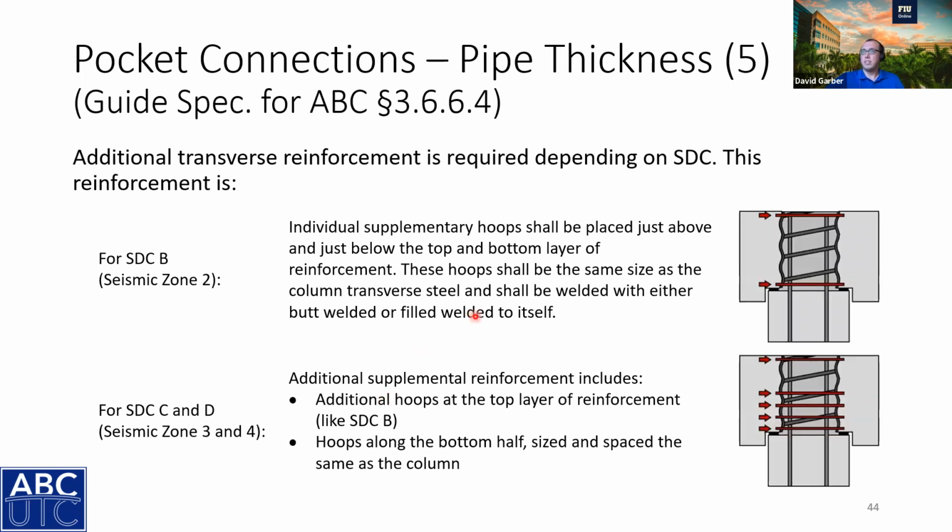So there are equations for calculating the thickness of the pipe depending on what seismic design category you're in. There are additional transverse reinforcement requirements, also depending on the seismic design category. So in a lower seismic design category, you need additional reinforcement in the precast cap around the corrugated metal duct. You can see some of the bars highlighted here.